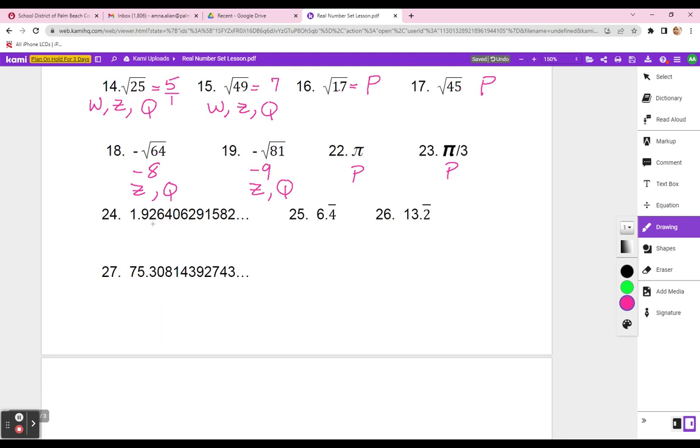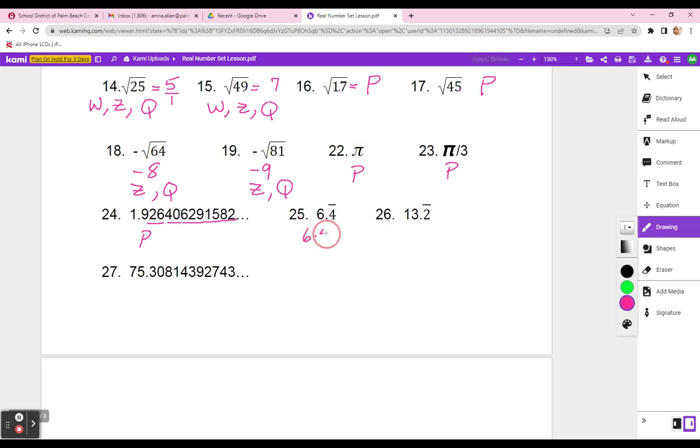All right, so a number like this, you see, nothing repeats here. There's no repeating decimal here. You just keep coming up with new, different digits, okay? So this is an irrational number. P for irrational.